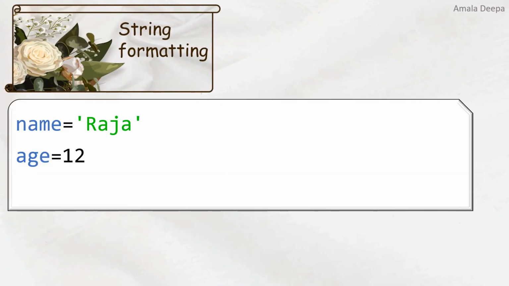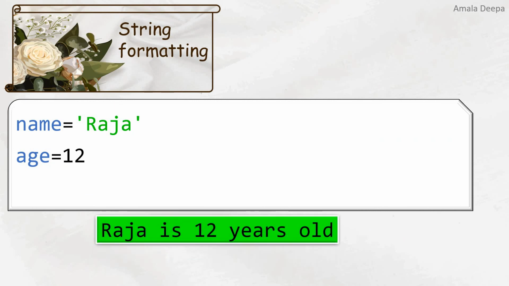So here I have taken two variables, name is equal to Raja and age is equal to 12. Suppose I want the output, Raja is 12 years old. So in this output, Raja and 12, they are the data items. Raja is in the variable name and 12 is in the variable age. Now I have to write a print statement in order to get this output. So take the print statement.